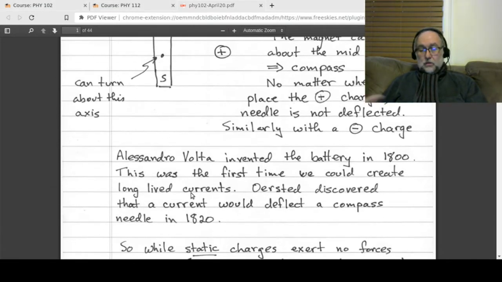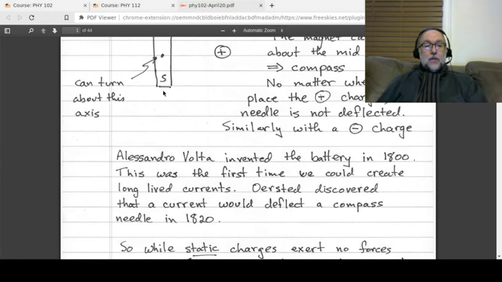It took Alessandro Volta to invent the battery before we could discover what the relationship was between electricity and magnetism. The reason was that the battery is able to create a sustained current, and you need a current in order to create a magnetic field. All right, so there's the relationship. It's not static charges that interact with magnets. It's currents that interact with magnets, and we'll see that as the video goes on.